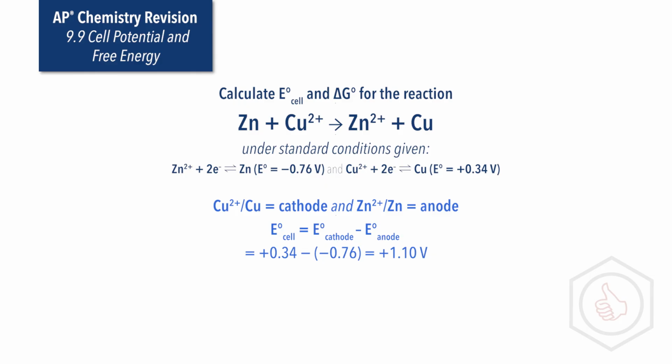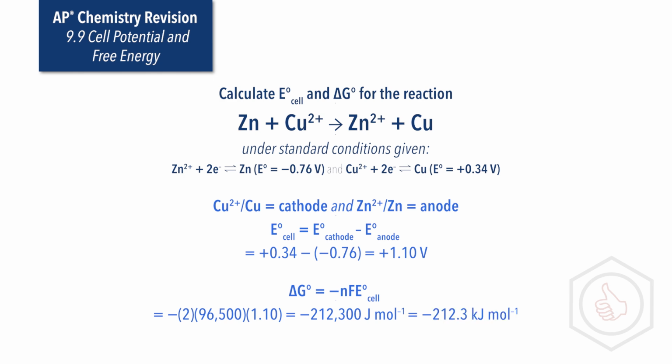Now, to find delta G, we need to use delta G equals minus N times F times E cell. The N value here is going to be 2, because in the balanced reaction equation, each mole's worth of copper ions gains 2 electrons, and each mole's worth of zinc atoms loses 2 moles of electrons. So therefore, N equals 2. So minus N times F times E cell will be minus 2 times 96,500 times 1.1, giving minus 212,300 joules per mole. To convert that into kilojoules per mole, which is the standard unit for delta G, that would give minus 212.3 kilojoules per mole.